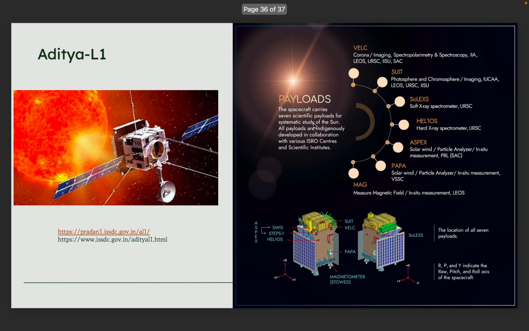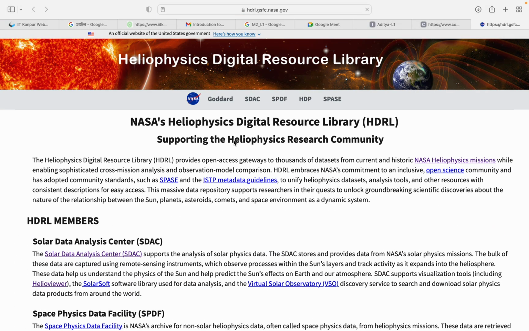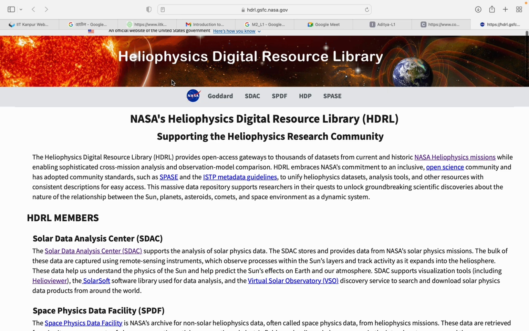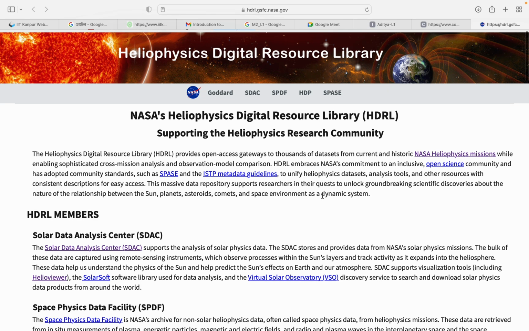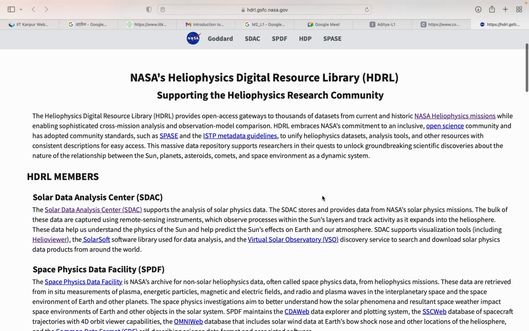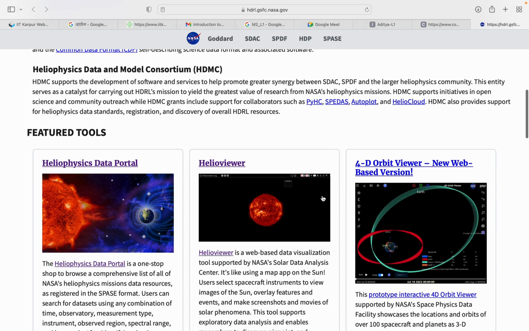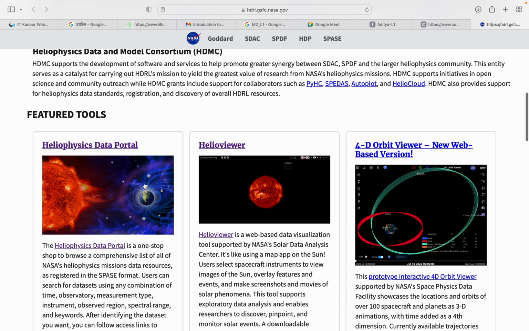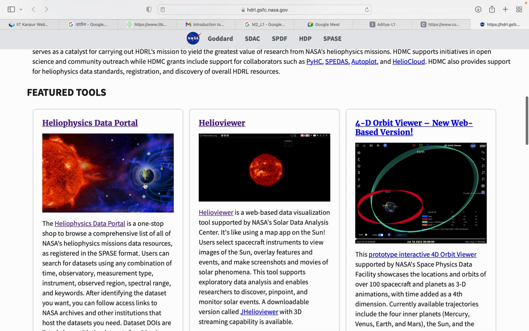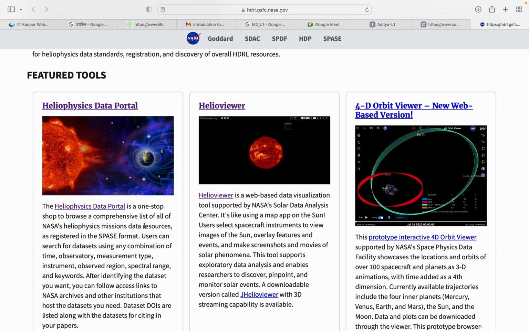And here is also a solar info web page. This is a NASA web page, the Heliophysics Digital Resource Library. Here you can get information about different facility tools. That is the Heliophysics data portal, which gives you the comprehensive list of NASA heliophysics data resources, and the Helioviewer, which is a data viewer.